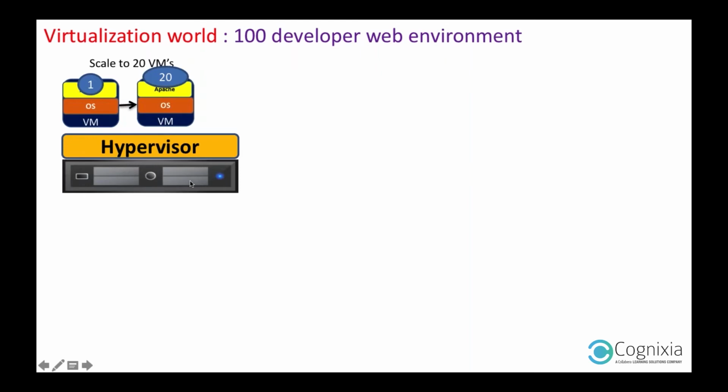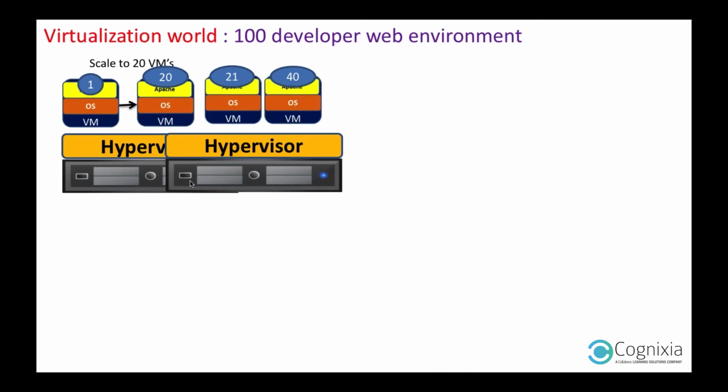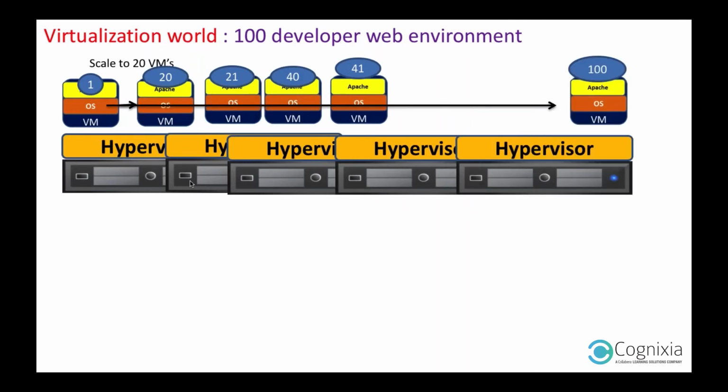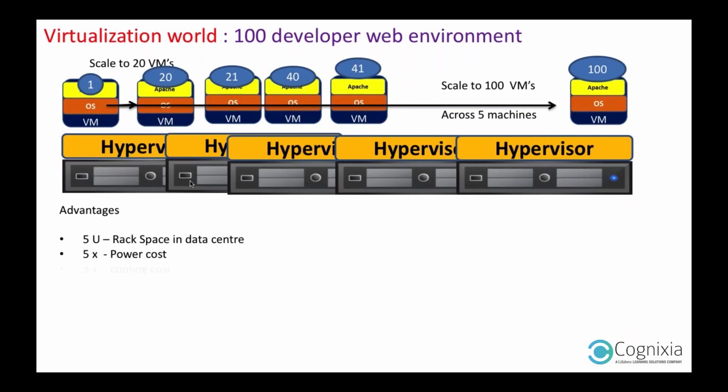I can buy one more hardware and run 20 more VMs. That makes it 40 customers we are able to serve, and then we keep scaling out till we reach the goal of 100 VMs. Now within 100 VMs, the advantage here is you have only 5 rack spaces. Imagine your data center, a 95% reduction. You're buying 10,000 square feet, you only need 5% of it. 5x the power cost, which means you only have to power on 5 machines, and 5x the cooling cost. You only have to power and cool down 5 machines.